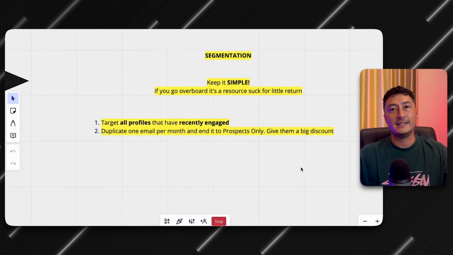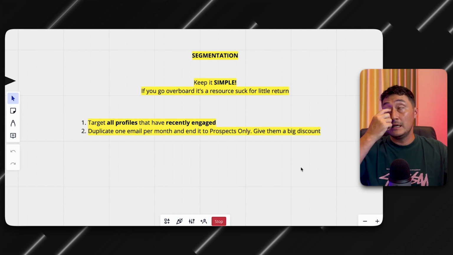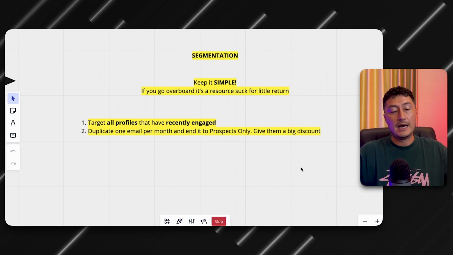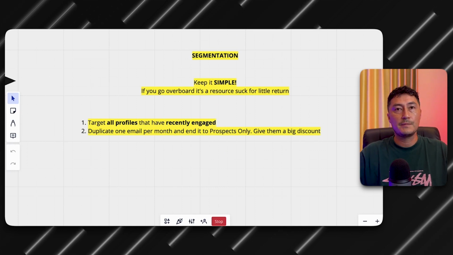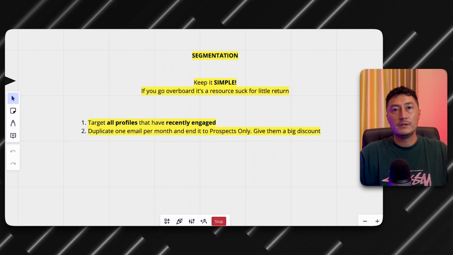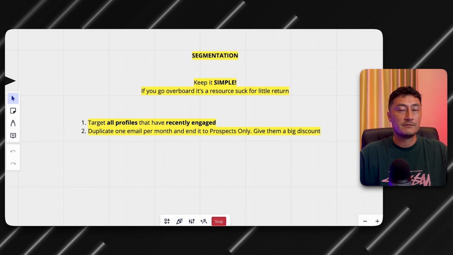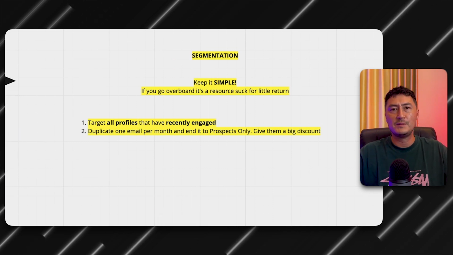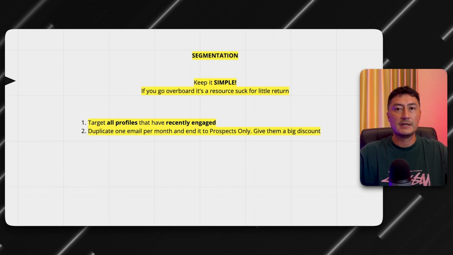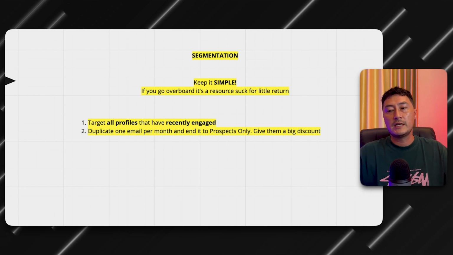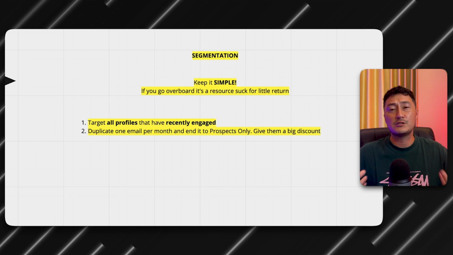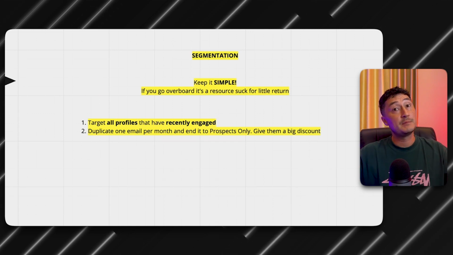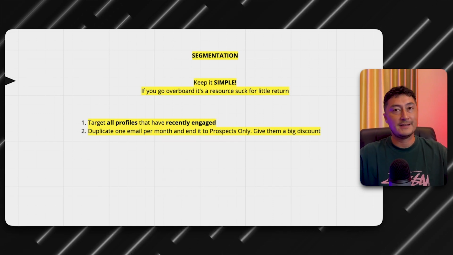Next thing is segmentation, which a lot of people get really lost here. If you're not super advanced or anything, just keep it simple. If you go overboard, it's a huge resource suck for little return. So if you're trying to hyper segment and send different emails to all these different segments, you end up having to create more emails, having to brainstorm more ideas. It becomes a big resource suck for time and then of course money.